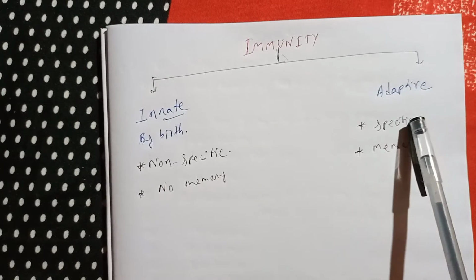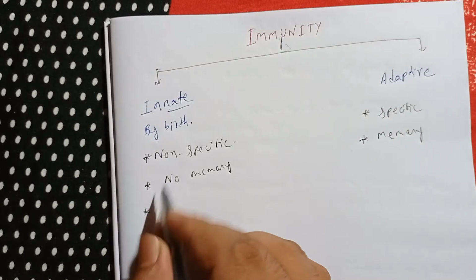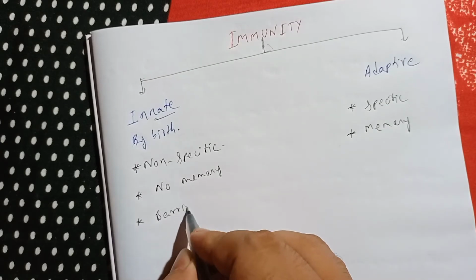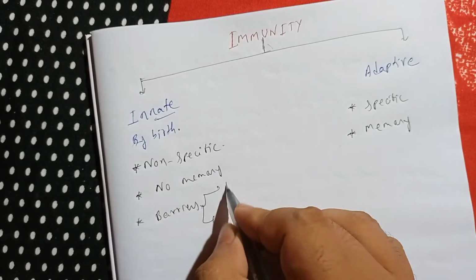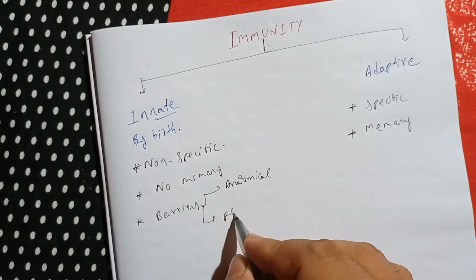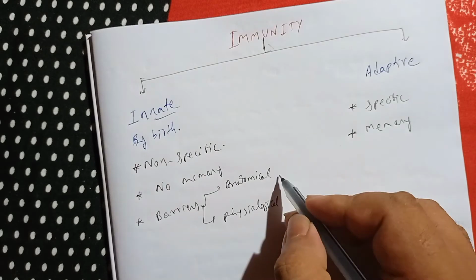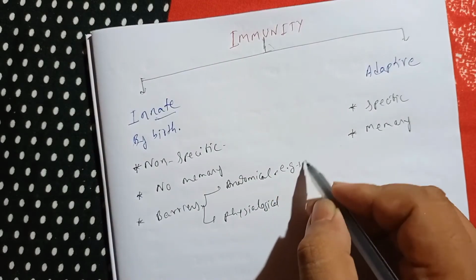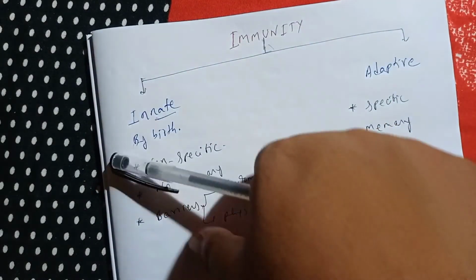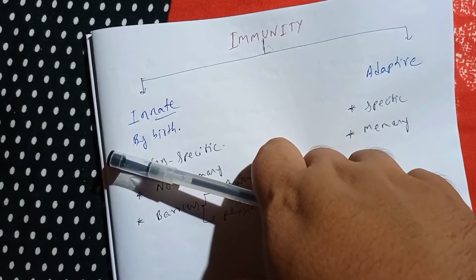Now we have to know the involvement of each of them. In the case of innate immunity, there are some barriers. Barriers may be of two types: anatomical or physiological. Within anatomical, the skin is the largest organ, and it helps not to let any pathogens go within our body to harm us.